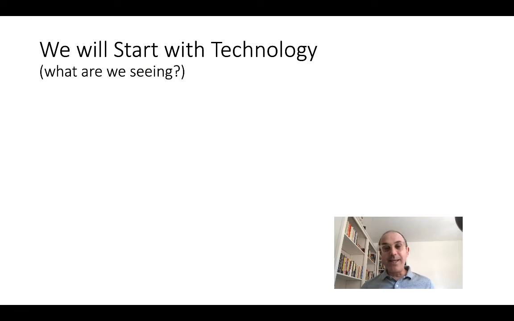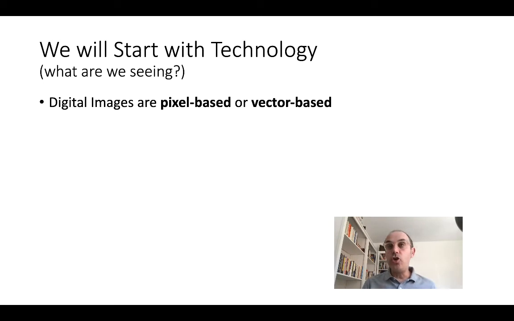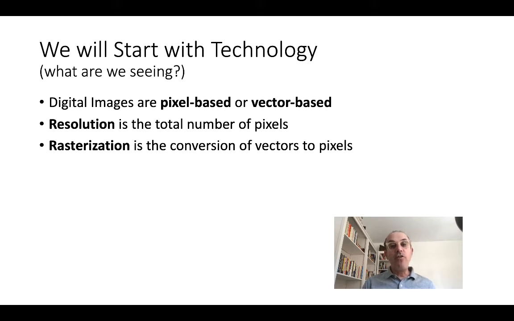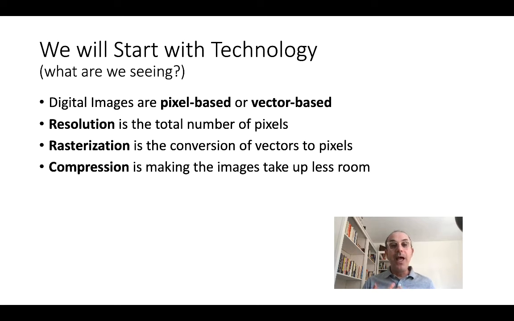Third, web design. So we will start with technology. What are we seeing? Usually images start with two types on the web. We have two types, pixel and vector. And what is the difference between them? We also have the issue of resolution, which is the total number of pixels in the image. And we also have the conversion of vector to pixels that might cause a problem depending on what type of visual editor you are using and how you compress it.